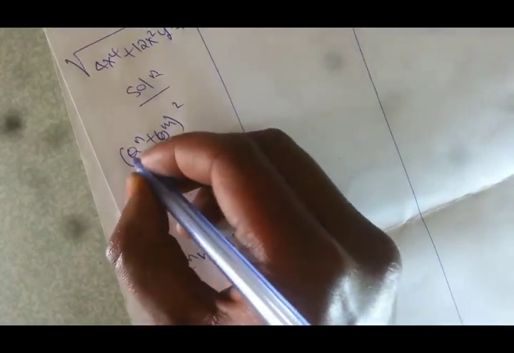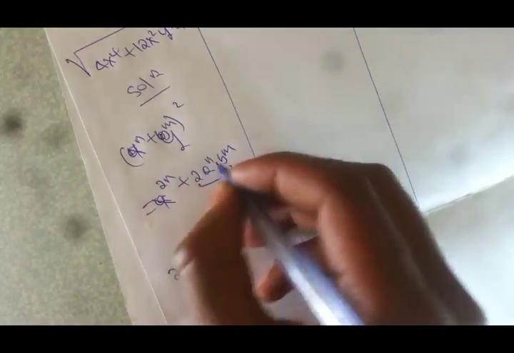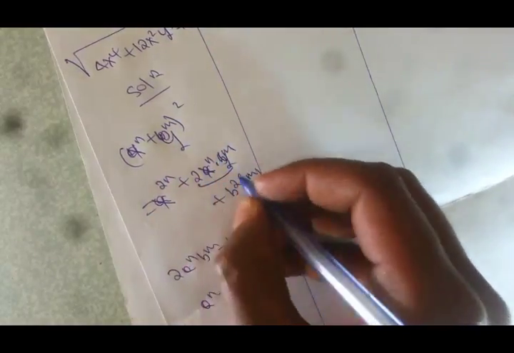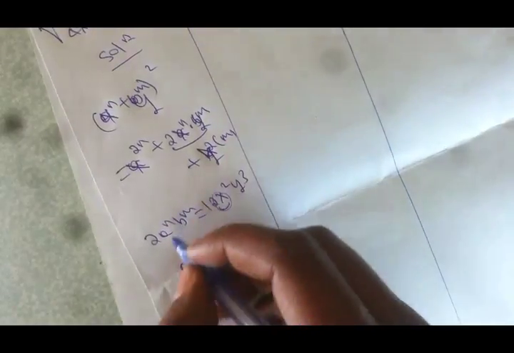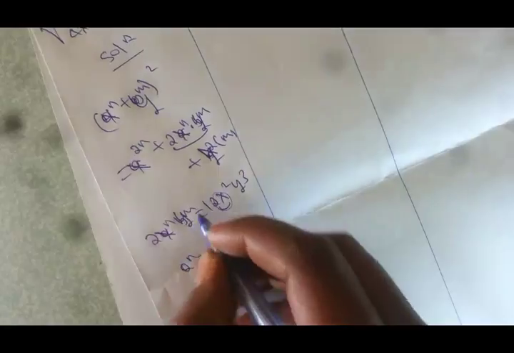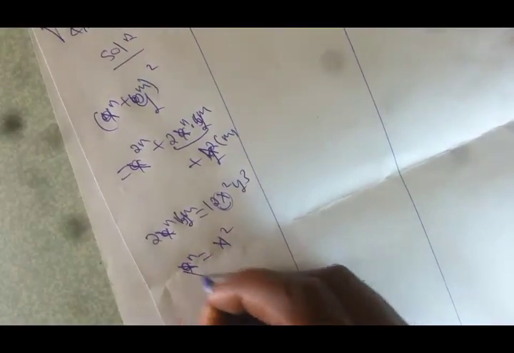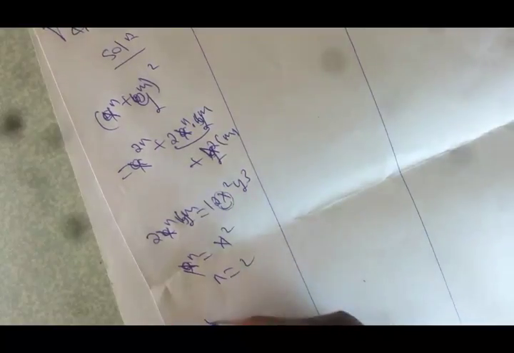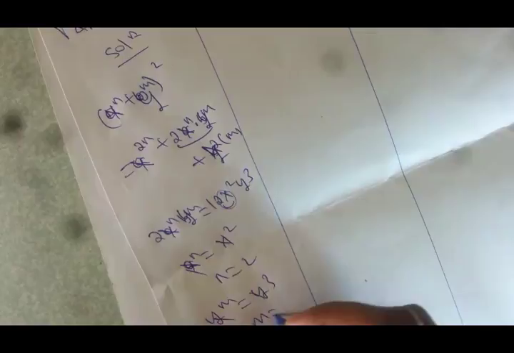Let's say this is x, this is y, this is x, x, y, x. Therefore, x raised to n must be equal to x raised to 2, so n will be 2, and y raised to m must be equal to y cubed. This will be cancelled, and the value of m is 3.